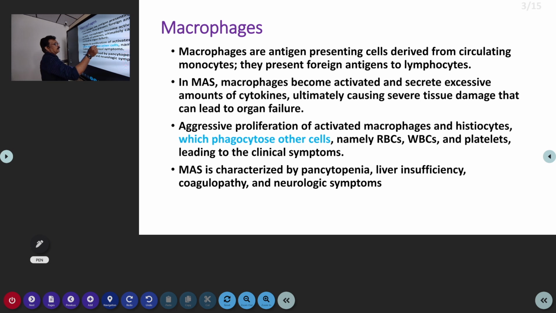So these macrophages can phagocytose other cells and other organisms. That is a function of these macrophages. They kill or eat other cells or other organisms. But when it becomes dysregulated, it can destroy our own cells. That is macrophage activation syndrome.